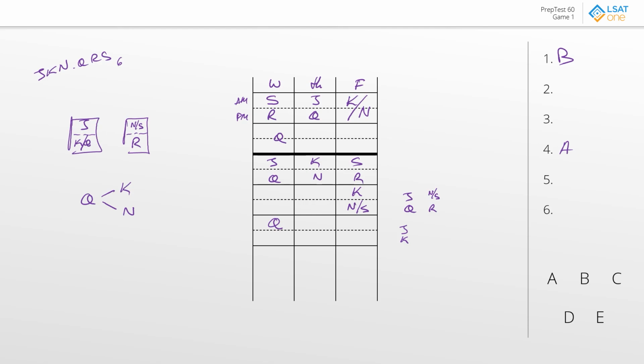Actually, wait a minute, no, because Q can't go with N. Q has to go before N. So actually, in this scenario, the only person or workshop that Q can go with is going to be an S. So S is going to go down here, and that means that R is going to have to be with an N. We just don't quite know the specific sequence of these two sets. They can go either way.